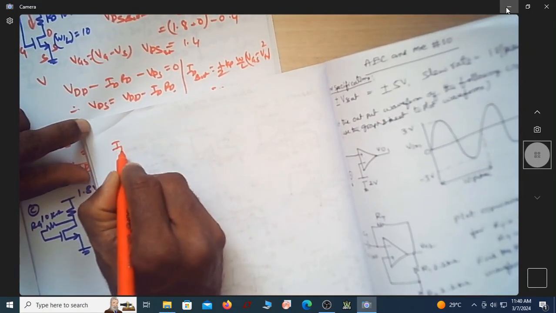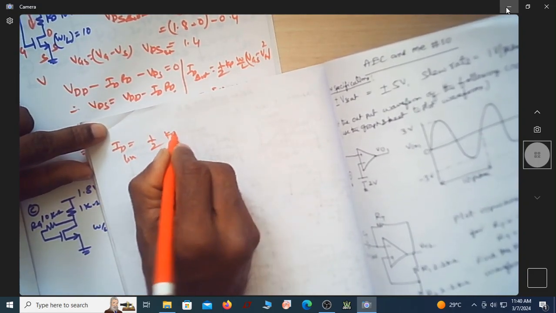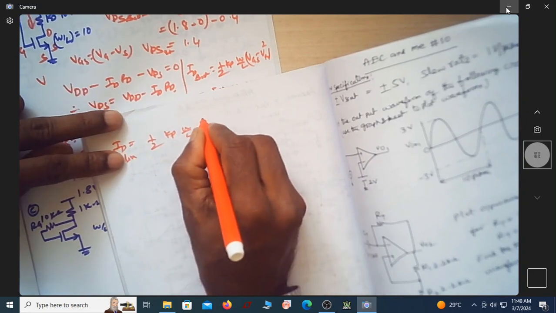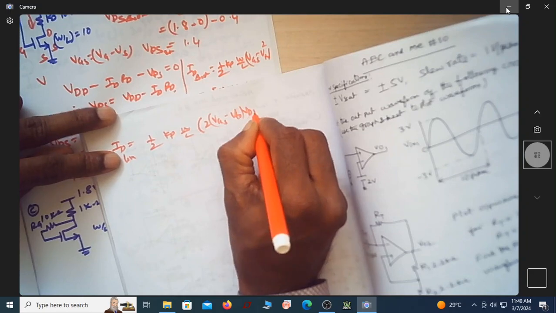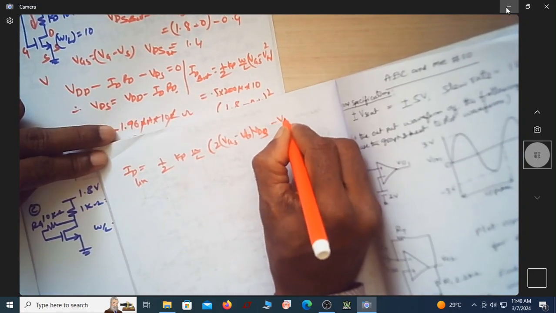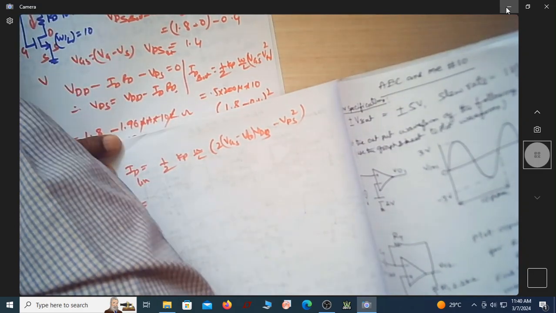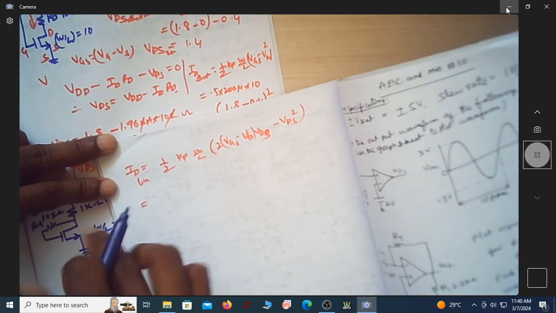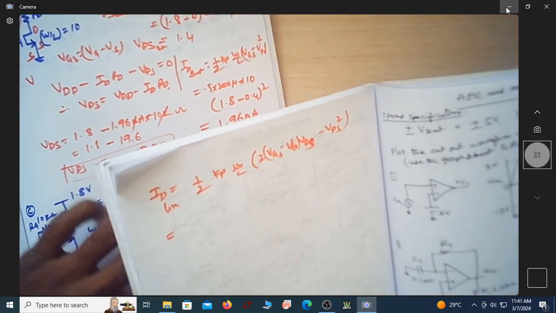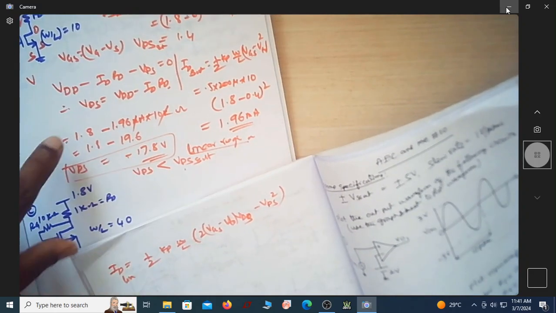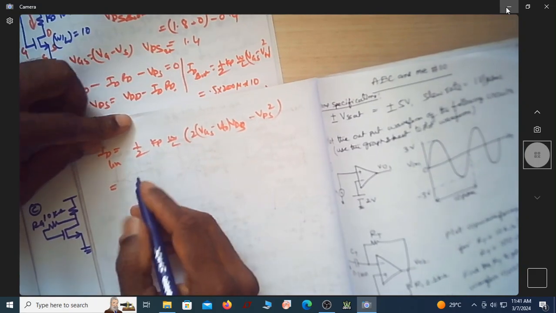So ID is equal to, in linear region, half Kp W by L, 2 into VGS minus VTO into VDS minus VDS square. If you are asked to find this, it is an extra thing; otherwise you can say that the MOSFET is in linear region. So this is straightforward, the problem ends here. Just to ensure, try to know what is the current that is flowing in the MOSFET. So we are just trying to proceed.